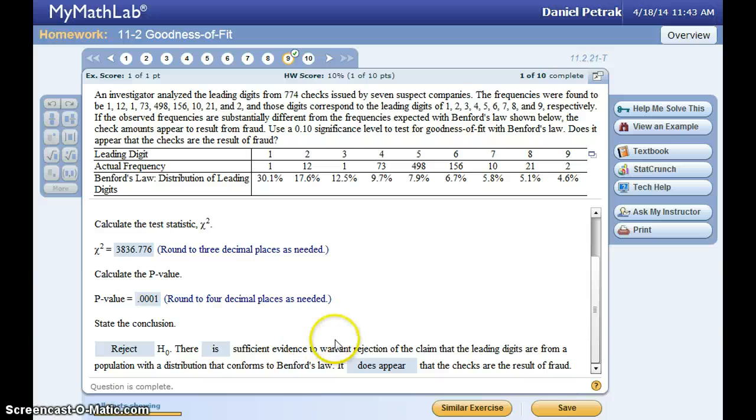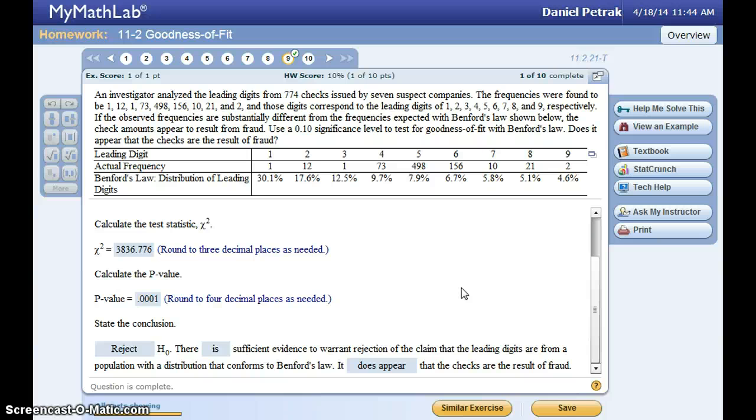There is significant evidence to warrant rejection of the claim that the leading digits are from that distribution of Benford's law. It does not appear to fit. These are like fraudulent checks, like how many checks should start with a 1, a 2, a 3 when you're writing checks. It's kind of interesting. They've actually researched this.